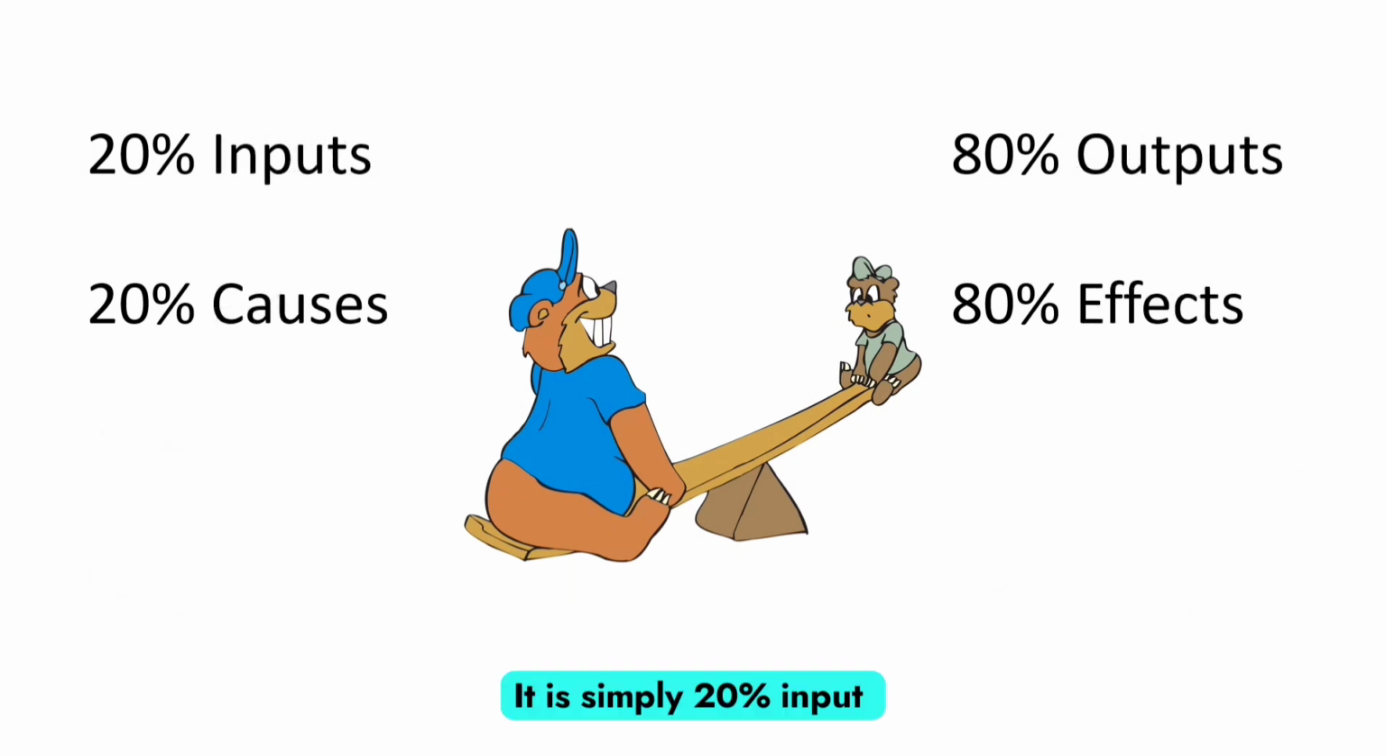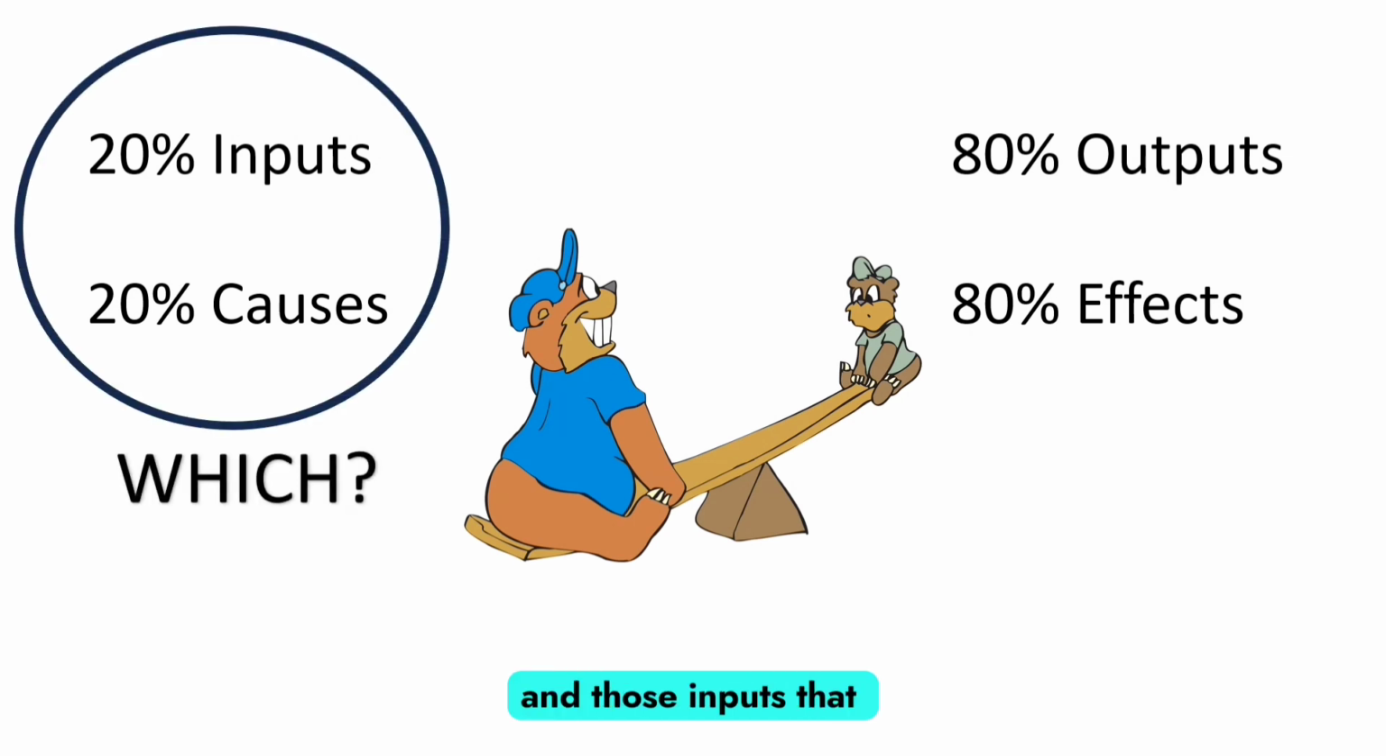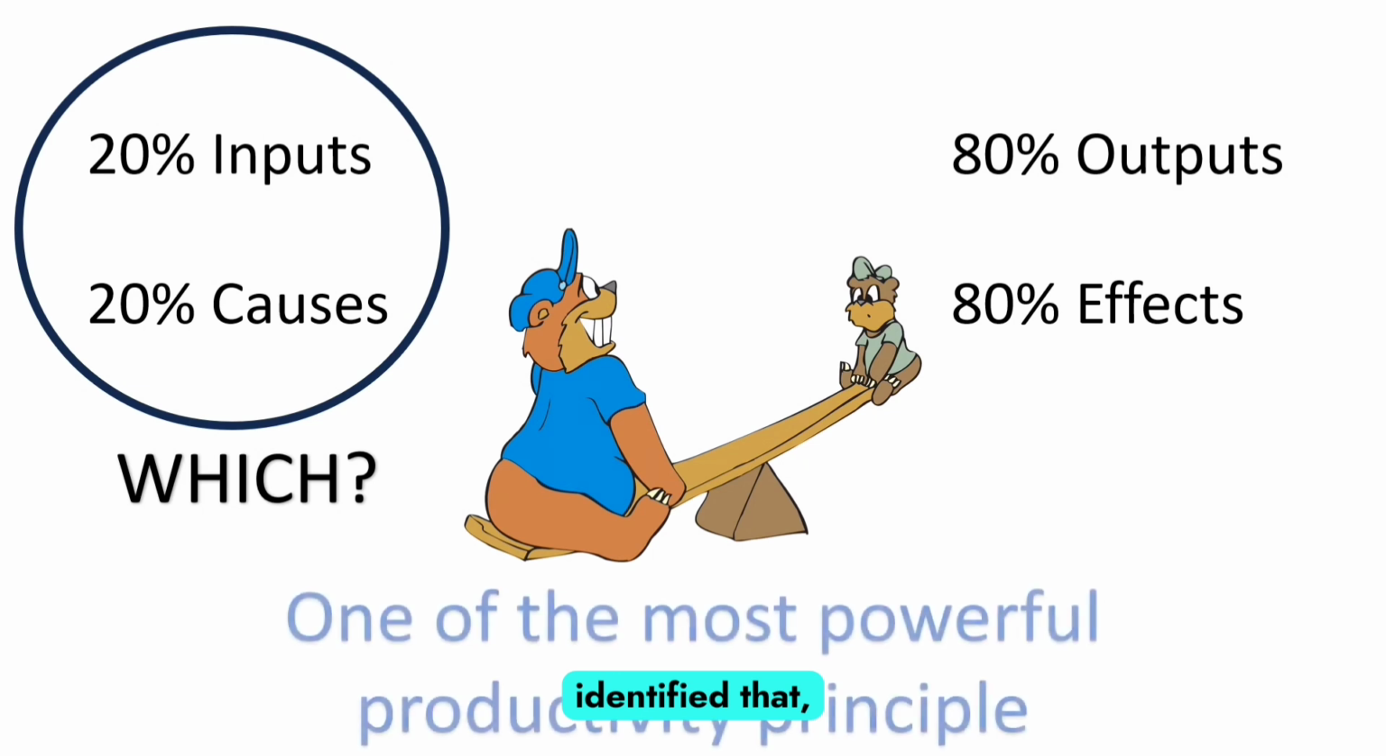At its core, it is simply 20% input lead to 80% output. 20% causes lead to 80% of the effects. Your job is to identify which are those causes and those inputs that are contributing to that 80% effect. Once you identify that, you have learned to use one of the most powerful productivity principles in existence.